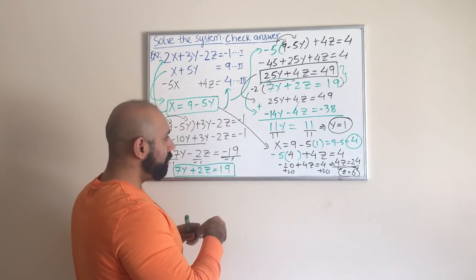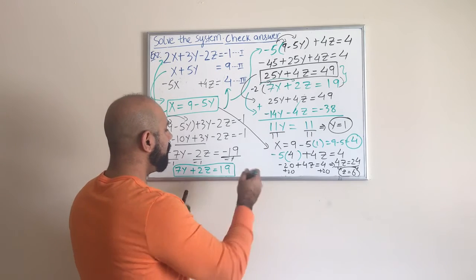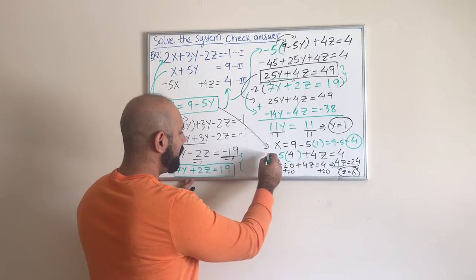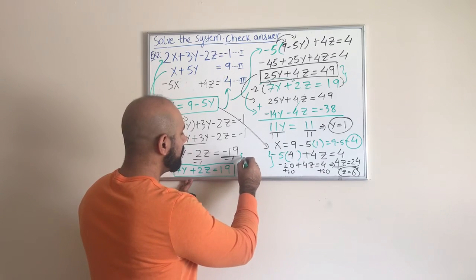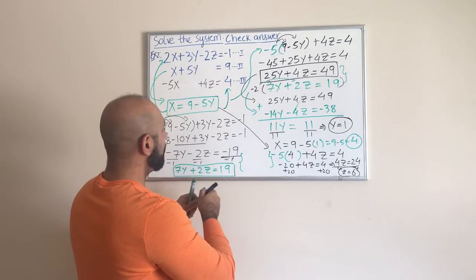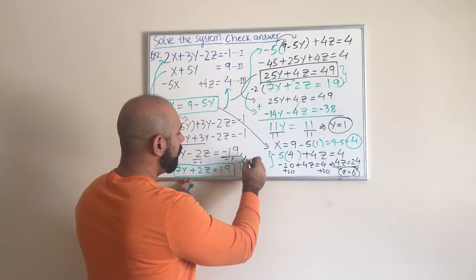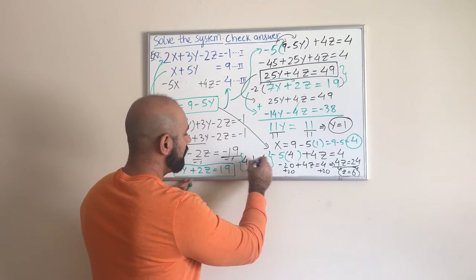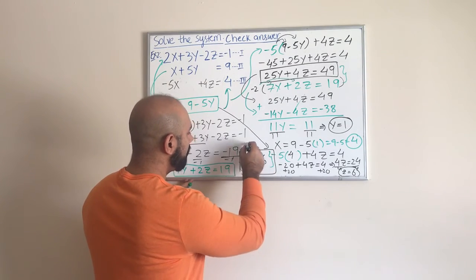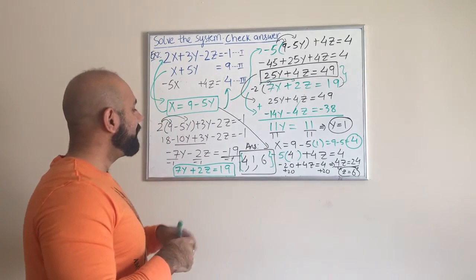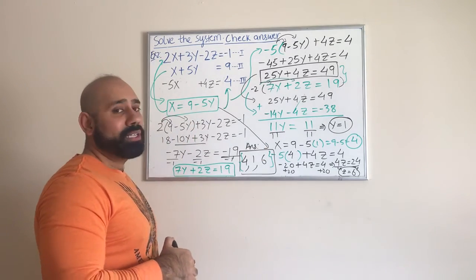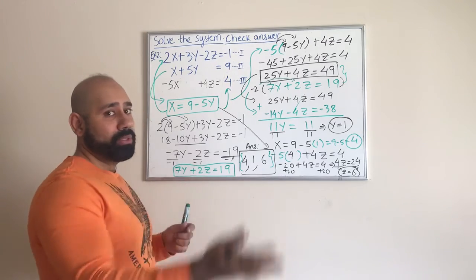I have x, I have y, I have z, so I'm going to bring them all together, and you can write them in curly brackets or regular parentheses as you like. So what do we have? I have x is 4, I have y is 1, and my z is 6. This is my final answer. And that is something that I would like you to verify by just substituting this back in 1, 2, and 3 and seeing if the left hand side equals to the right hand side.